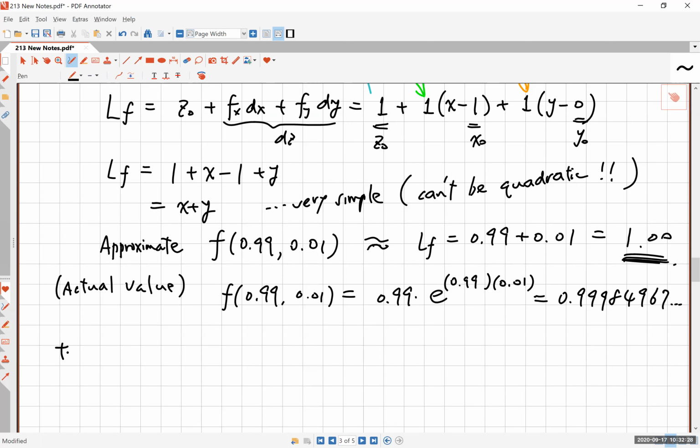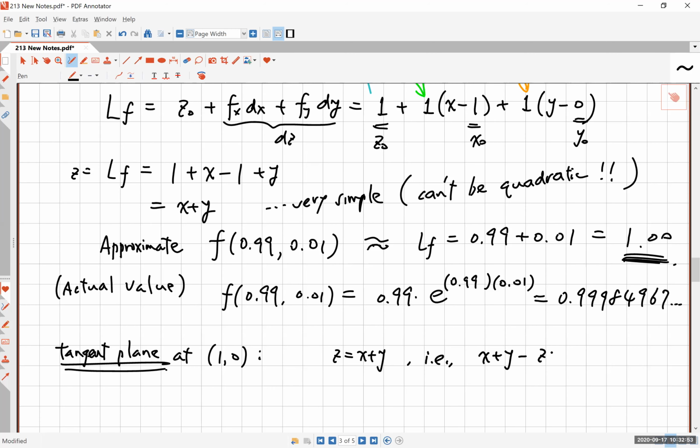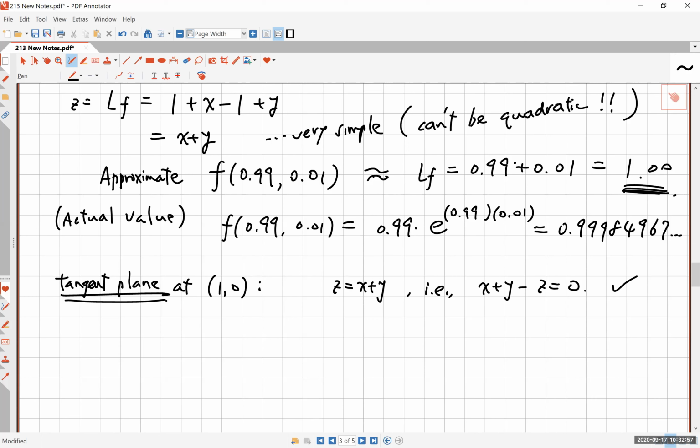And by the way, if you want to look for the tangent plane, maybe you can do that too. The tangent plane at this point 1, 0 is equal to, basically all you have to do is, this is your z, right? And you can just work out z is equal to x plus y, i.e. x plus y minus z is equal to 0. That is your linearization or the tangent plane.